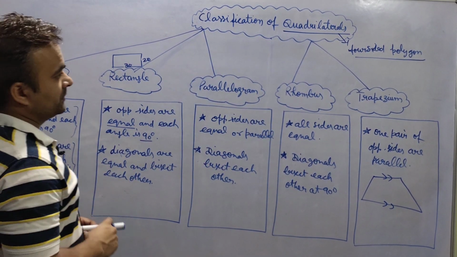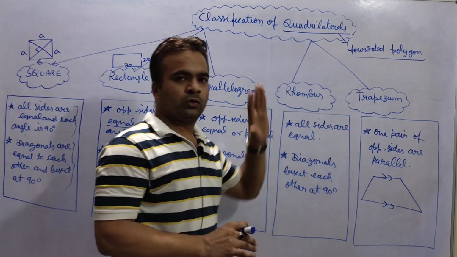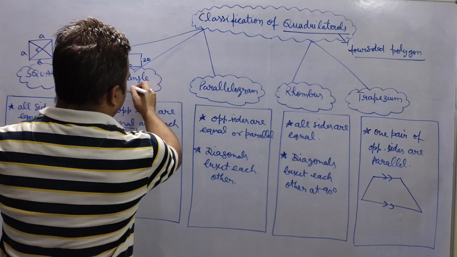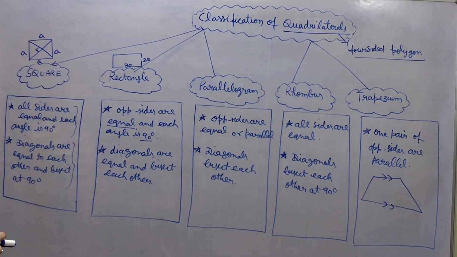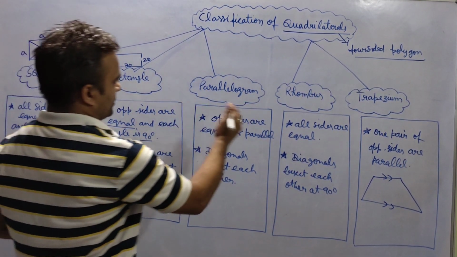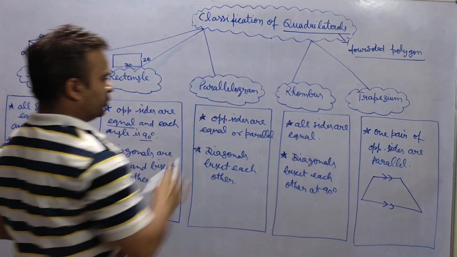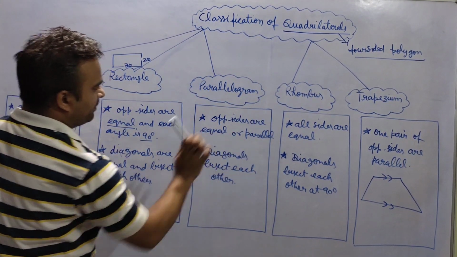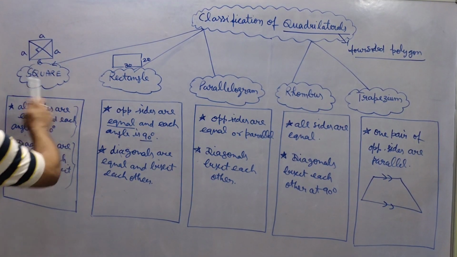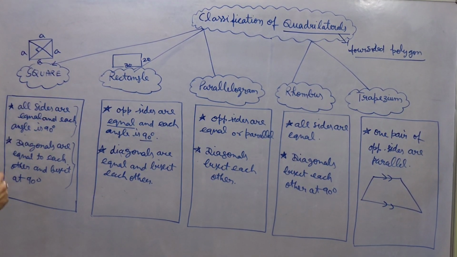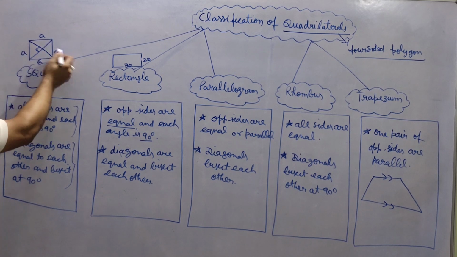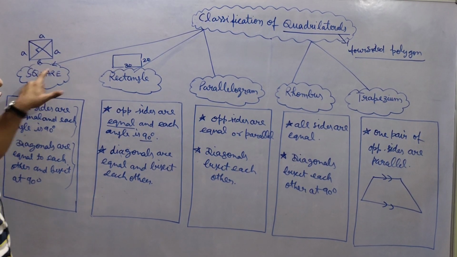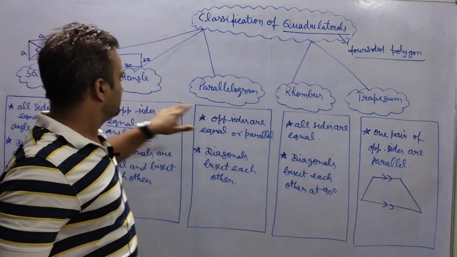This is one way we have correlated with the trapezium. Now if I correlate with the parallelogram, and the rhombus, for example, what is the condition of a parallelogram? Opposite sides are equal and parallel. In a square all sides are equal, so can we say that opposite sides are also equal? Yes, and they are parallel also. So it means a square can be a parallelogram.